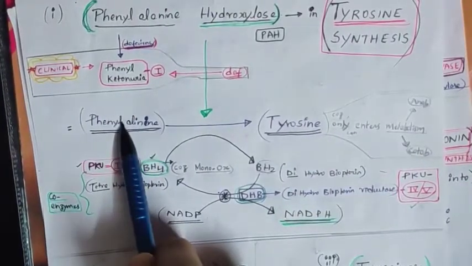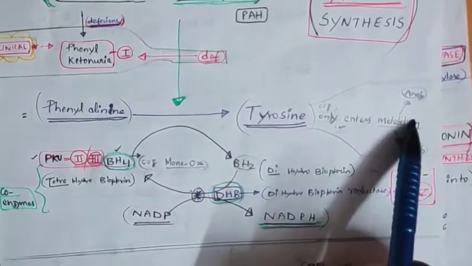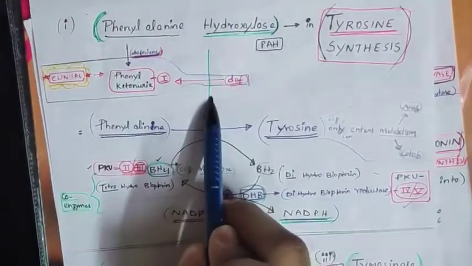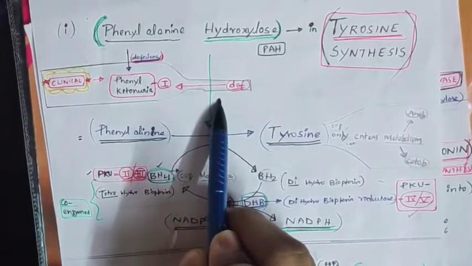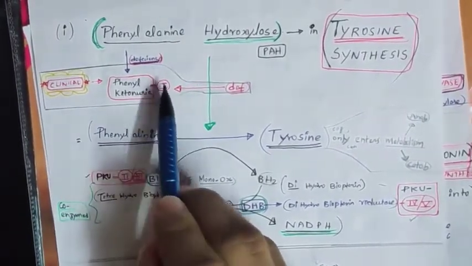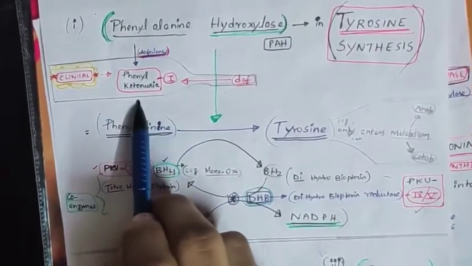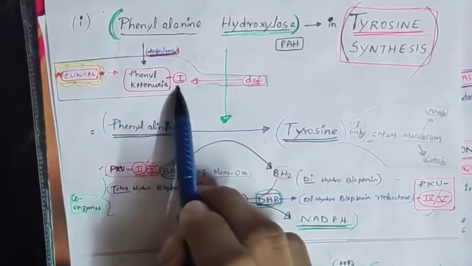That is the reason phenylalanine needs to be converted into tyrosine. Then tyrosine will proceed further. Okay, in this enzyme, coming to the clinical point. When PAH is deficient in our body, phenylketonuria type 1 is there. Phenylalanine ketonuria, phenylketonuria, PKU type 1.